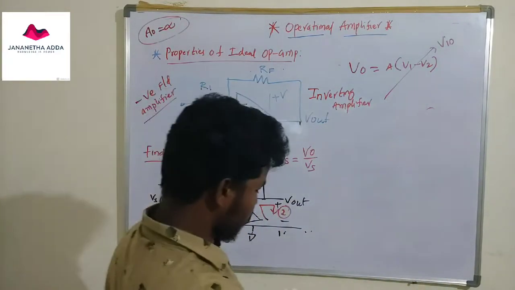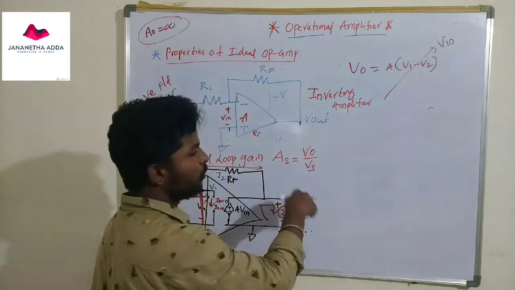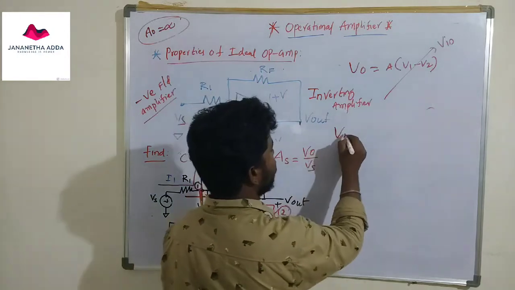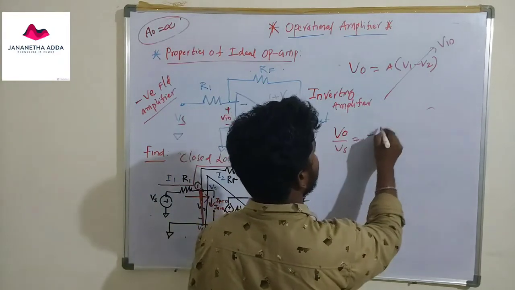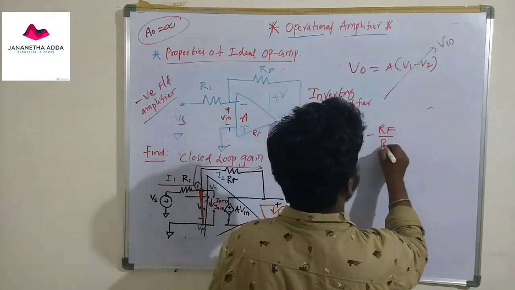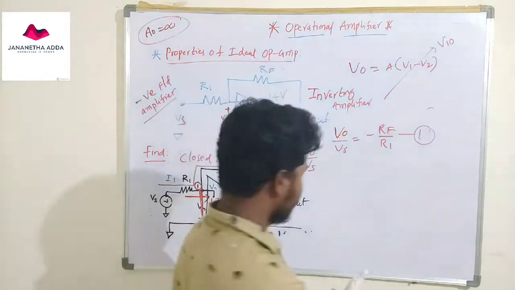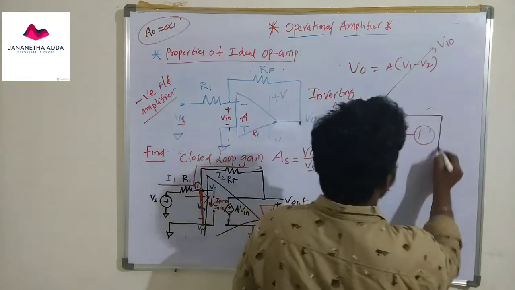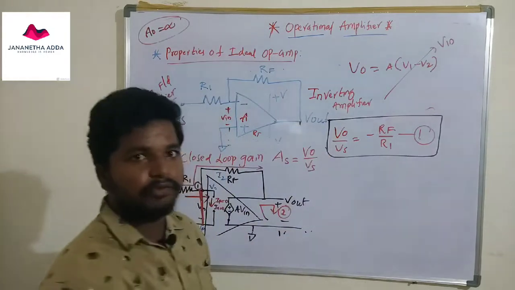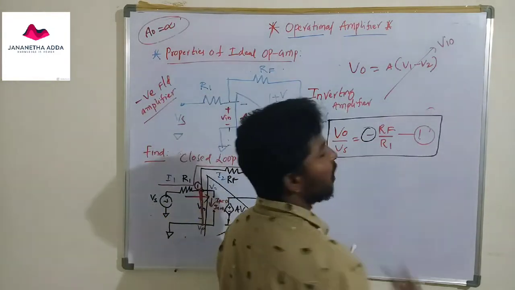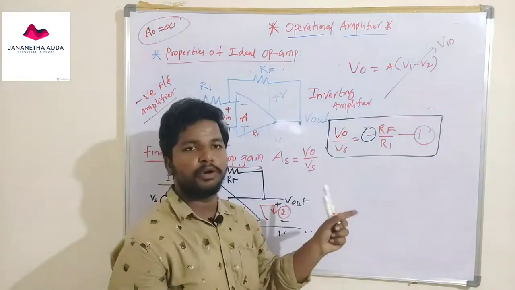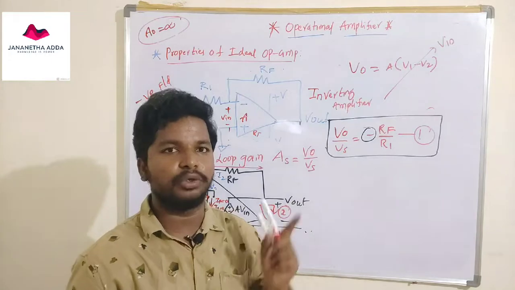So the goal of this circuit system is that we have to provide V out. So the output Vo by Vs here is equal to minus Rf by R1. So this is our final output. It is called an inverting amplifier because it has a negative sign, which provides 180 degree phase shift to the output.